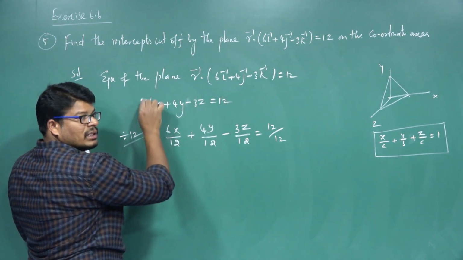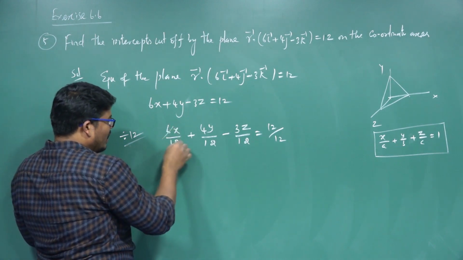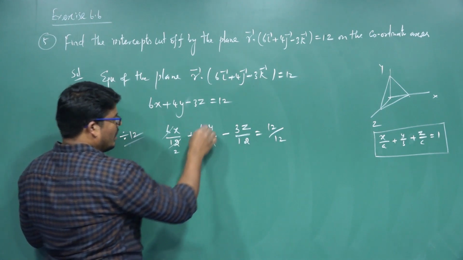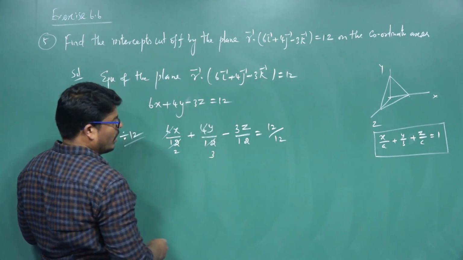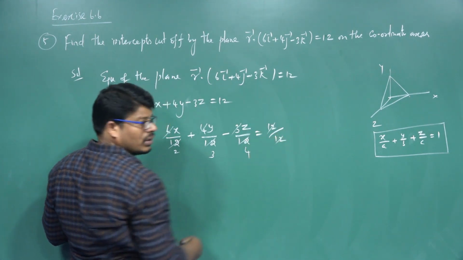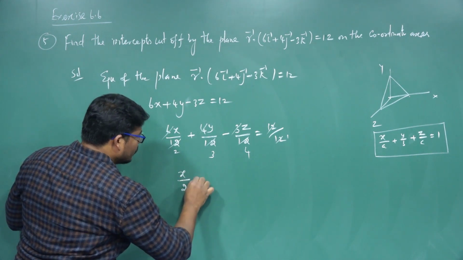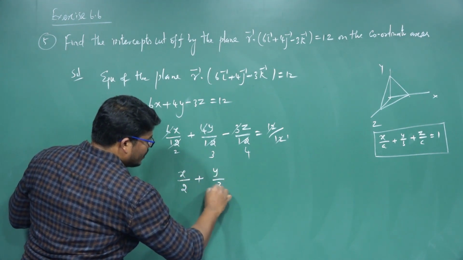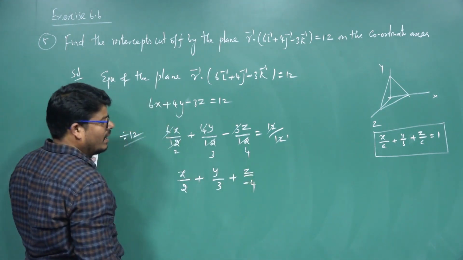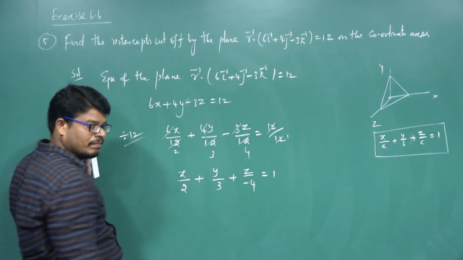The equation: divide both sides by 12. Now cancel the values: 2 6s are 12, 1 6 is 6, 2 6s are 12; 1 4 is 4, 3 4s are 12; 1 3 is 3, 4 3s are 12. 12 and 12 cancel, remaining 1. The form is x by 2 plus y by 3 plus z by minus 4. Plus and minus is minus. That is equal to 1.